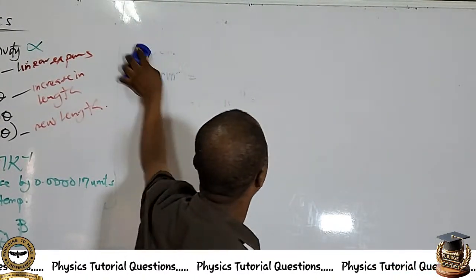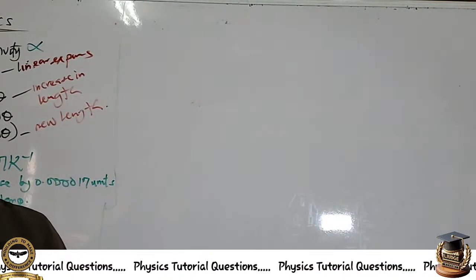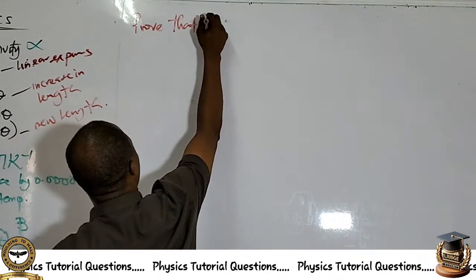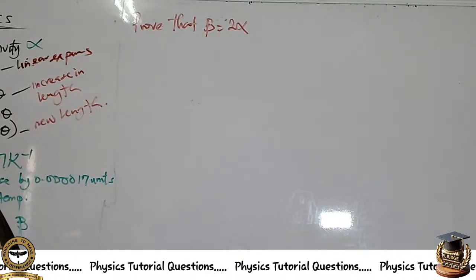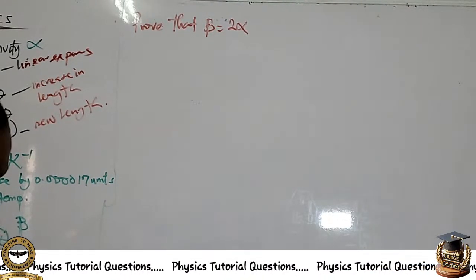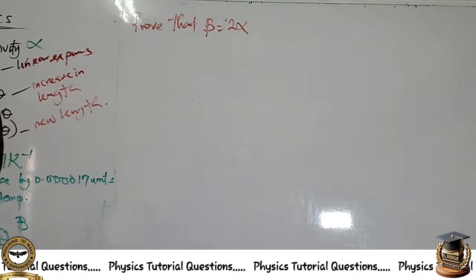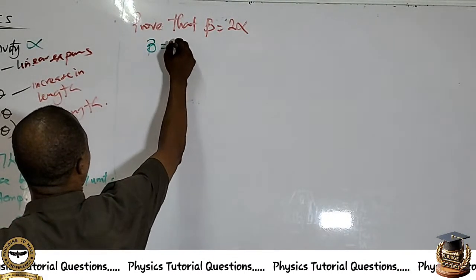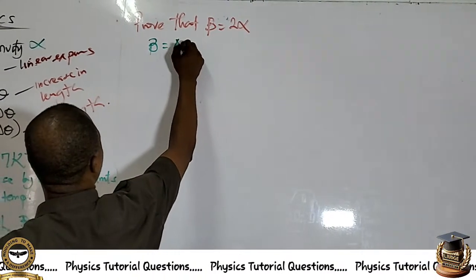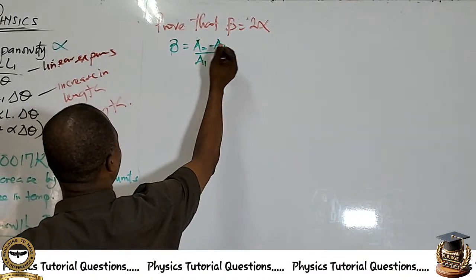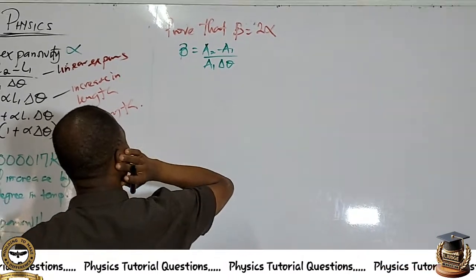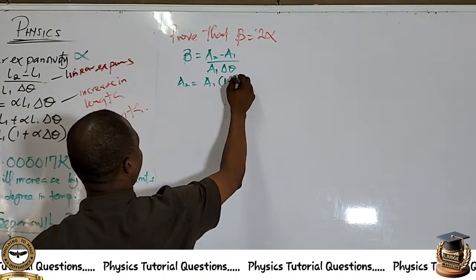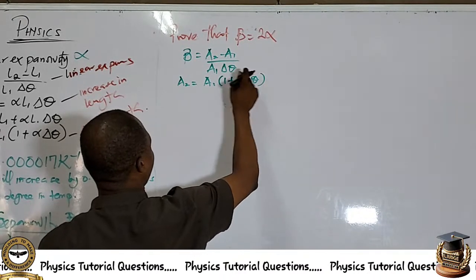Now, a question can be asked: prove that beta equals 2 alpha. In this kind of question, the thing we need to do is to start from the first. So we have to note that beta equals A2 minus A1 over A1 delta theta. And we also know that A2 equals A1 into 1 plus beta delta theta. We already know this.